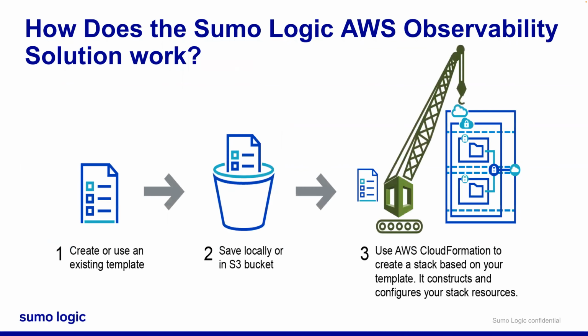So how does the Sumo Logic AWS observability solution work? Here's a pretty good illustration of it. Essentially, the Sumo Logic observability solution is going to allow us to define and manage an AWS CloudFormation template. And we're going to use that template as a basis for provisioning stacks in a selected target account across specified AWS regions. With this template, what we're essentially going to do is declare the AWS resources we want to create and configure.